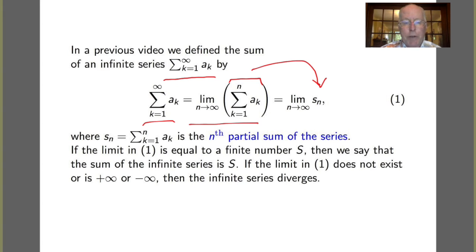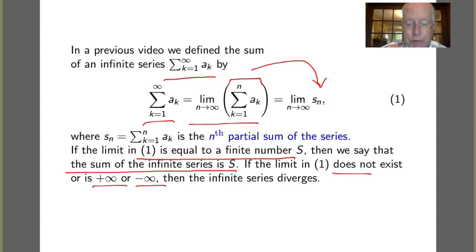Now this limit will either exist as a finite number or not exist. So if the limit in 1 is equal to a finite number s, then we're just going to say the sum of the infinite series is s. And if that limit does not exist, or is plus or minus infinity, then the infinite series diverges.